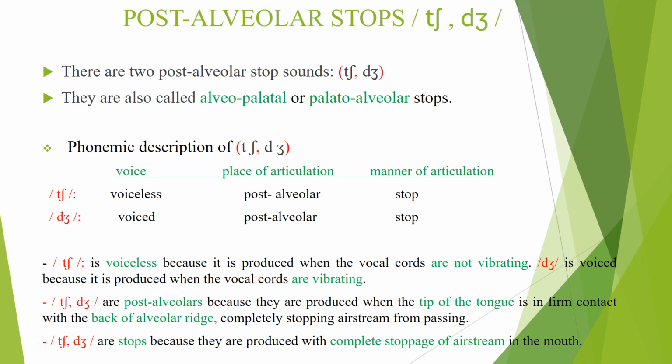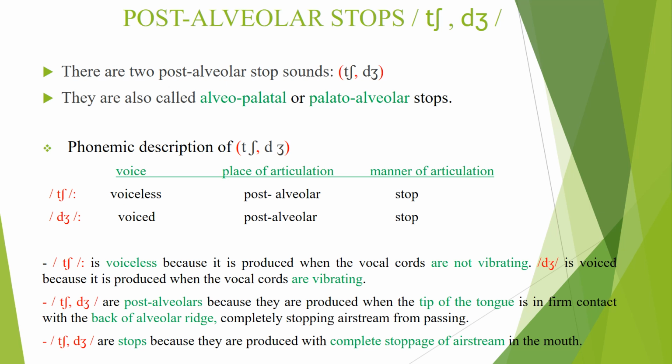The final group of stops is the post-alveolar stops, ch and j. There are two post-alveolar stop sounds. They are also called alveopalatal stops or palato-alveolar stops. Ch is voiceless, j is voiced. Ch is post-alveolar, j is also post-alveolar. Ch is a stop, j is also a stop.